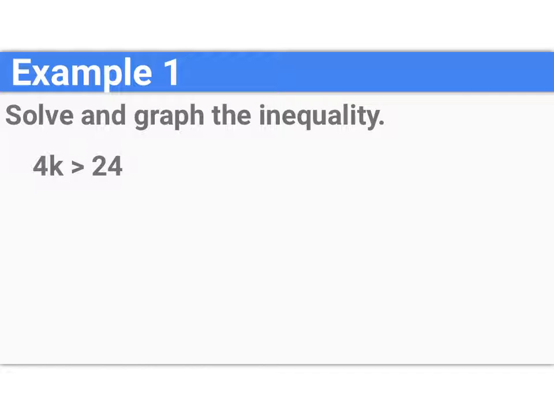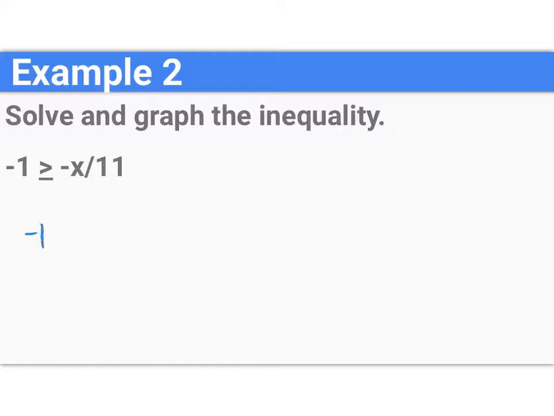So what do we do? 4 is being multiplied to the variable, so that means we have to divide both sides by 4. k is greater than 6. On the number line, 0, 6, and it goes that way. All numbers bigger than 6, not including 6.